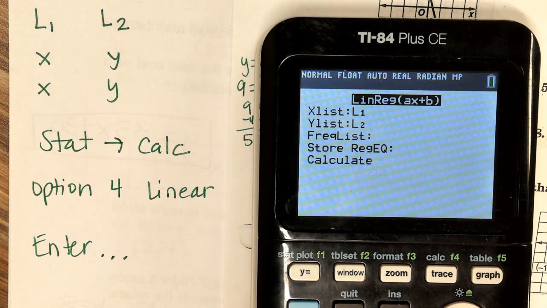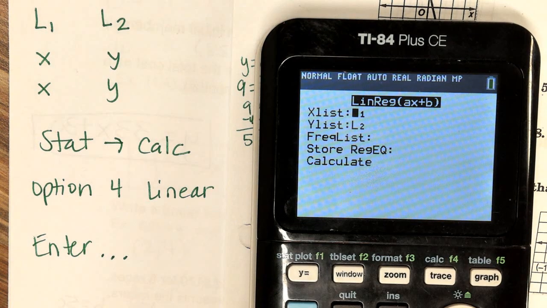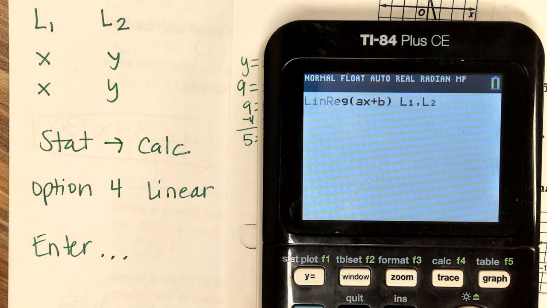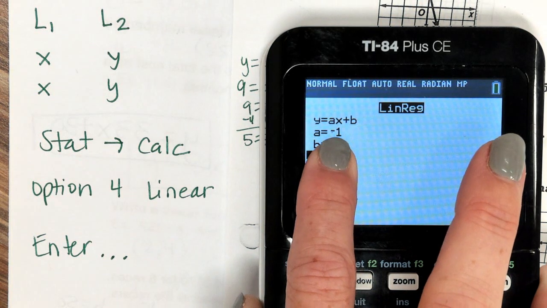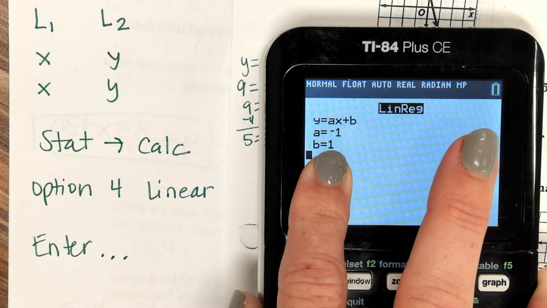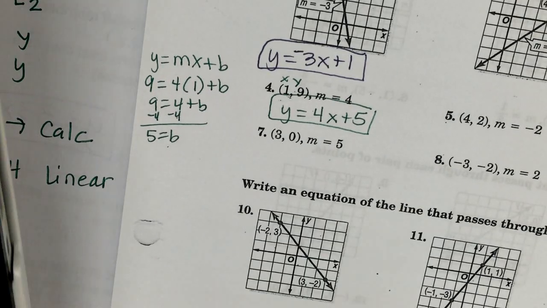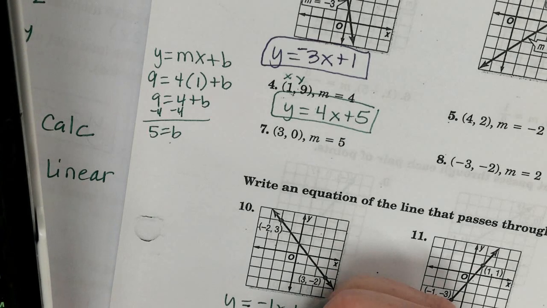Did everybody find the screen? You're going to hit enter until it goes to calculate. That's where you'll get the answer. So you just hit enter, and it just moves you down to calculate. Hit enter again, and that's your answer. That's your M, your slope. That's your B, your y-intercept. Okay, so my answer to number 10 is y equals -1x plus 1.